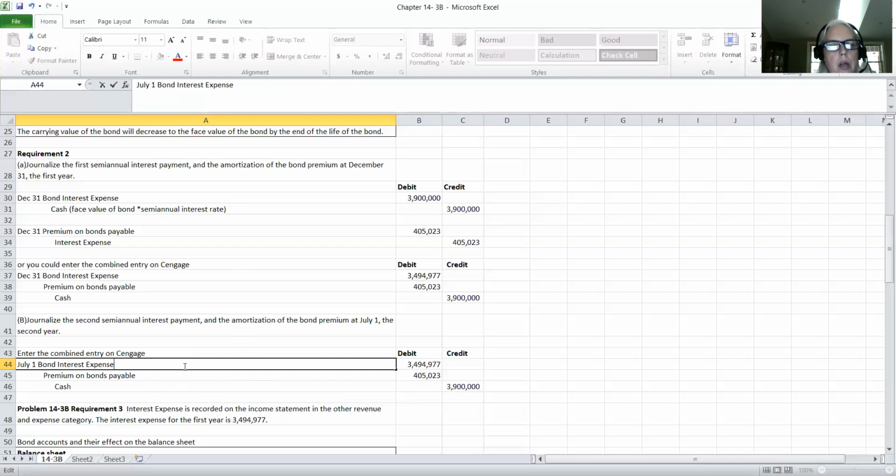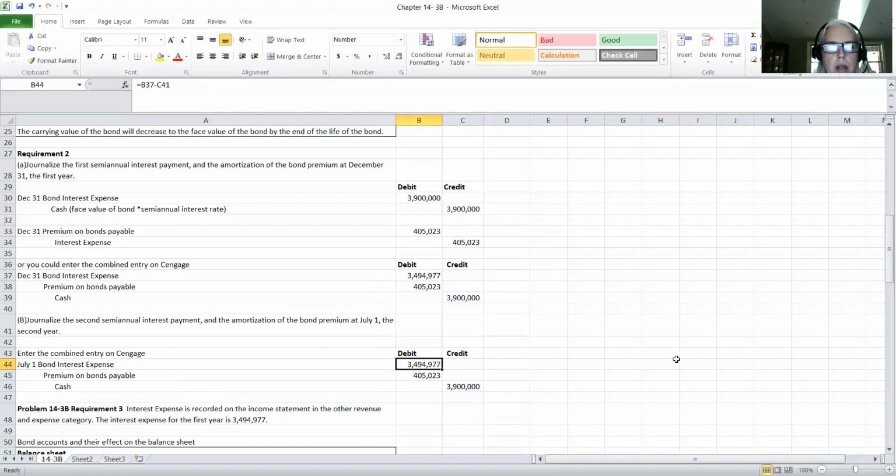It should say July 1st here. And so we're at July 1st in the second year. We are paying our bond interest for 6 months, and we are amortizing the premium for an additional 6 months. It's the very same entry that we calculated before. So our bond interest expense on July 1st will be debited for $3,494,977. Our premium will be debited for $405,023, and our cash will be credited for $3,900,000, just like we did in transaction A.